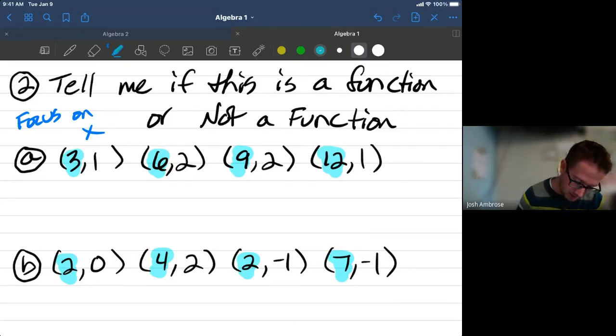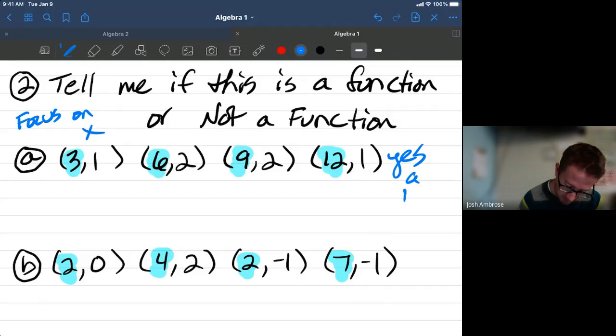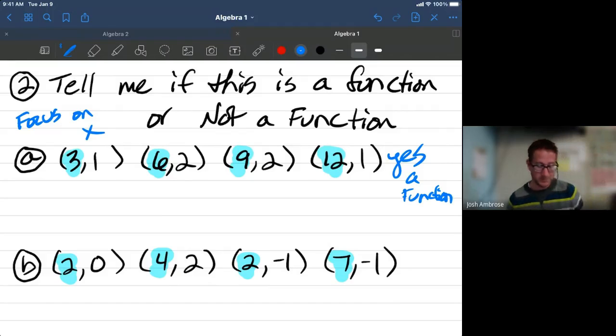So let's take a look at the first one. I have a 3, a 6, a 9, and a 12. All of those are different. I don't see any repeating numbers. So this one up top, this is, yes, a function.